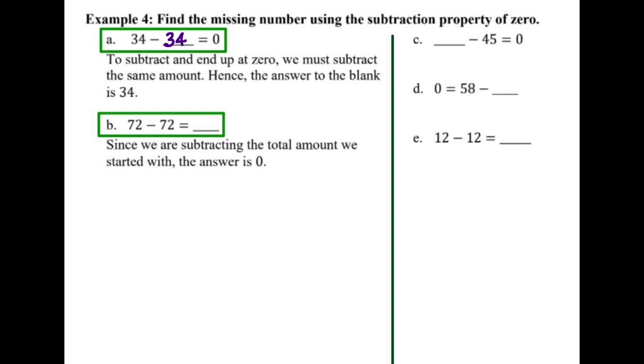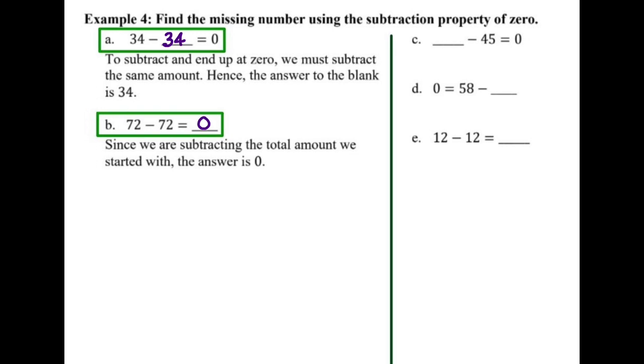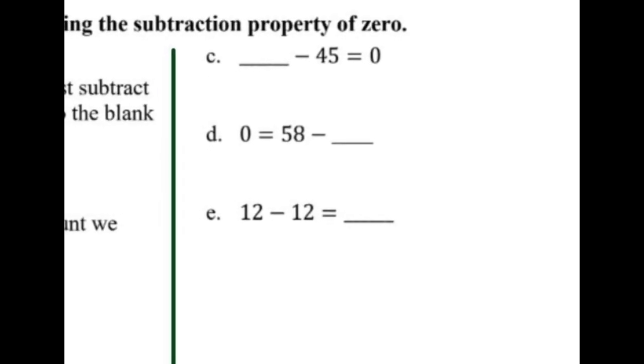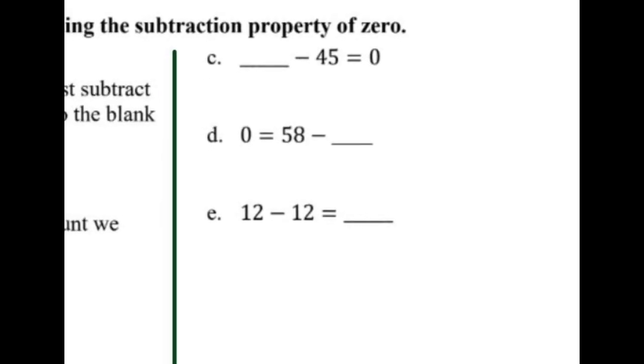Okay, for B, we see a number subtract itself, 72 minus 72. And the subtraction property of 0 says that that's going to equal 0, because a number minus itself is always 0. Okay, so yours, I'm going to slide it over and expand it a little bit. So go ahead and fill those out. And here we go.